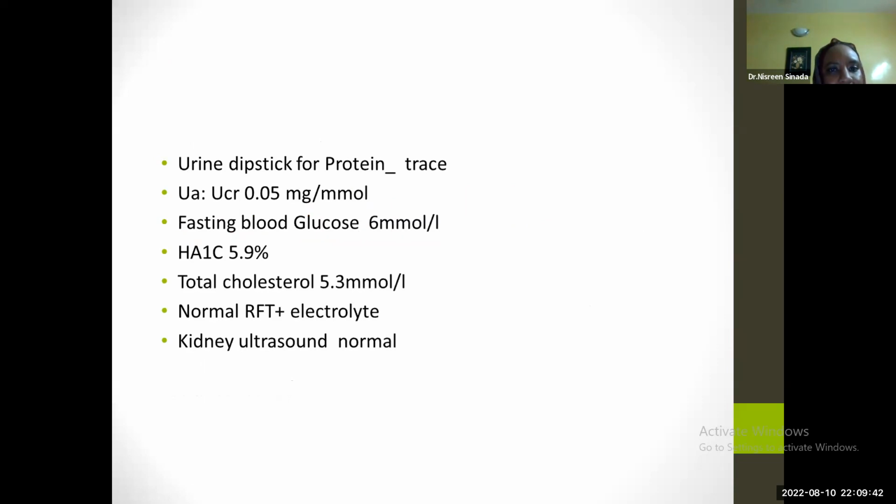Our workup will be urine dipstick for protein and urine protein creatinine ratio, which is non-nephrotic range proteinuria. Fasting blood glucose is 6 millimole, hemoglobin A1C is 5.9, pre-diabetic, and the total cholesterol is high. Renal function tests and electrolytes are normal, and kidney ultrasound is normal. So this is a patient with metabolic syndrome, and we will start treatment. We go with all the conservative measures of weight reduction and DASH diet, but we should start treatment because this is a patient with stage 2 hypertension, as we said about when to start treatment.